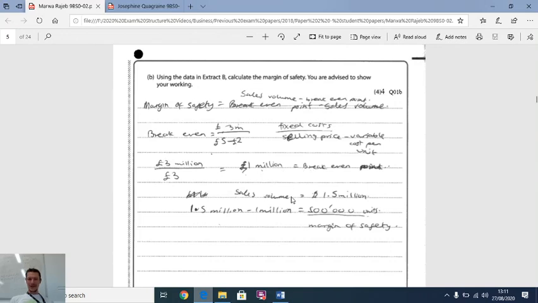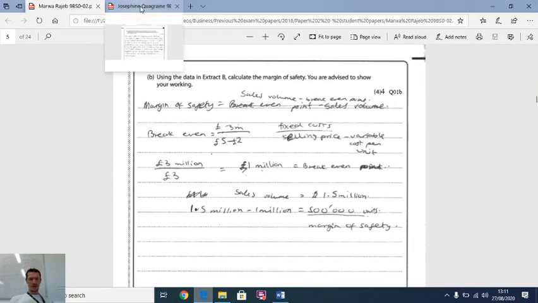The data in extract B says that the sales volume is 1.5 million, so they're currently selling 1.5 million units. Their break-even point, as we've just worked out, is 1 million. So it's 1.5 million current sales minus the million break-even point equals 500,000 units as a margin of safety. And she's also underlined the overall answer, so the examiner is in no doubt that that's her answer. I know that sounds obvious, but these examiners have got to mark a lot of similar looking questions. They just want their eyes drawn to the workings and the final answer.